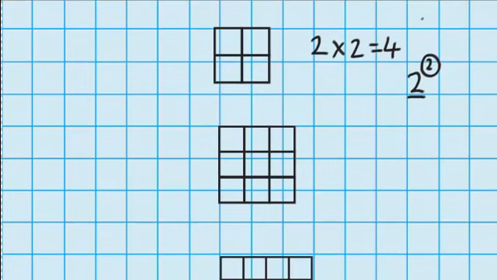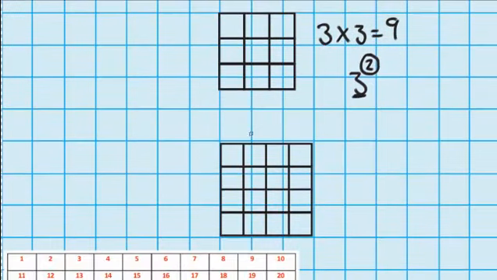Here's another tiling pattern here. You can see it's 3 high and 3 wide. So if I wanted to work out how many tiles there were, I could go 3 times 3 equals 9, or I could work out 3 to the power of 2, or 3 squared. Again, this number here is telling me how many times I need to times 3 by itself. So it says I need to do it twice, 3 times 3.